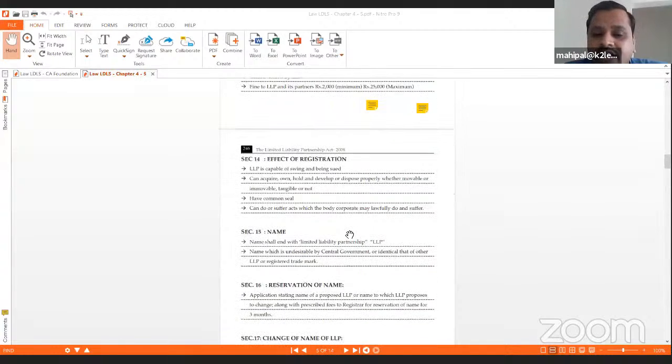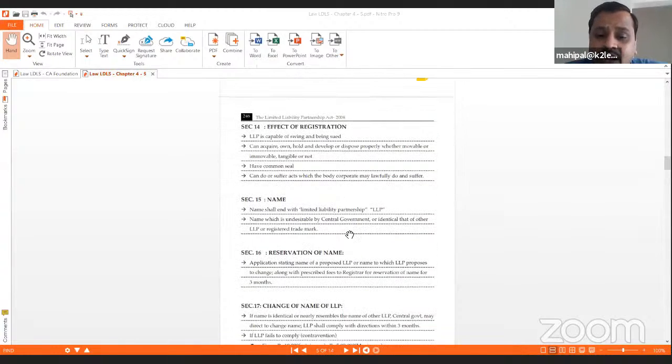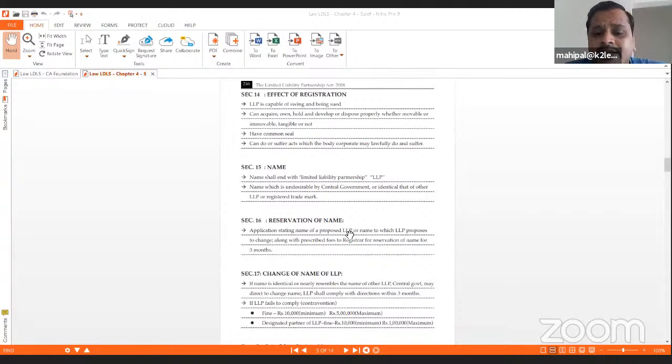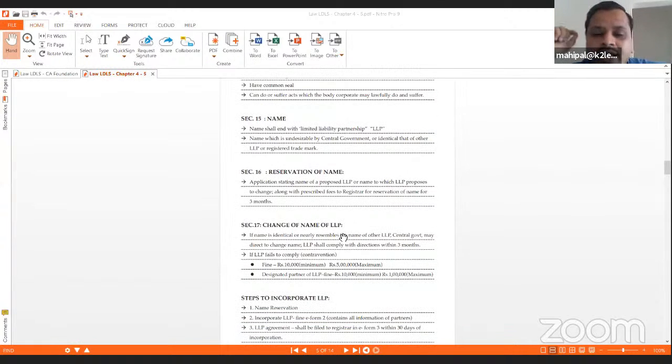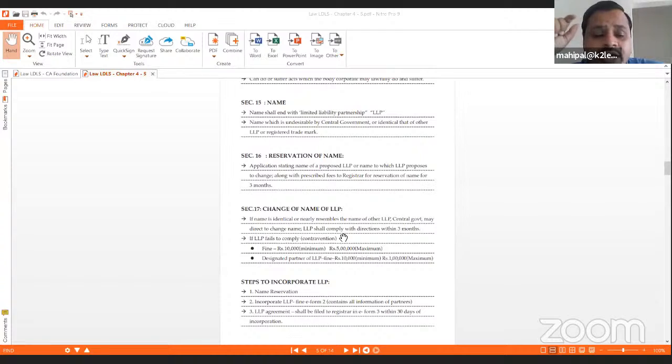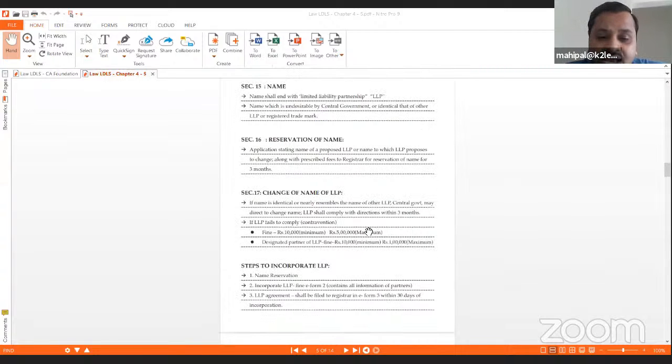Name. The name shall end with LLP. The name should not be undesirable according to the central government, or identical to that of another LLP or a registered trademark. Reservation of the name. When you apply, the name will be reserved, and this reserved name will be kept for you for a period of 3 months. If the name is identical or nearly resembling, the central government may direct you to change the name. If LLP fails to comply, then the fine is 10,000 to a maximum of 5 lakh. And for the designated partner, it will be 10,000 to a maximum of 1 lakh.